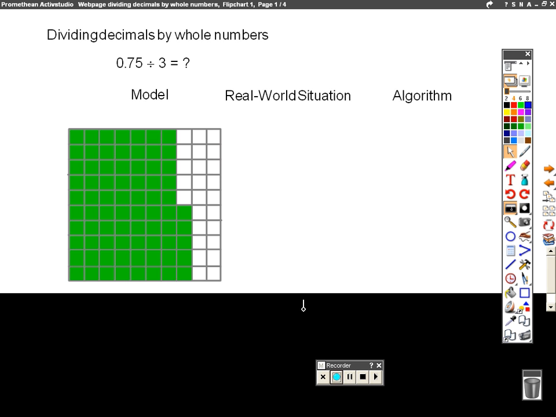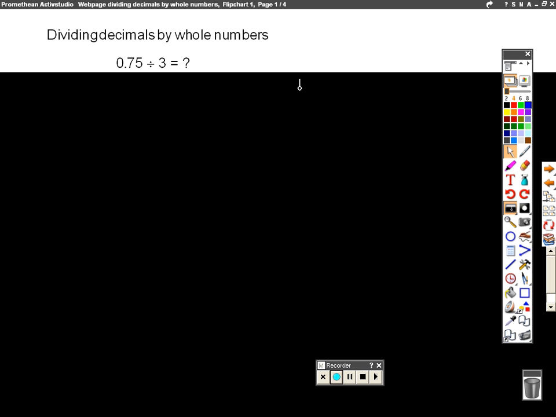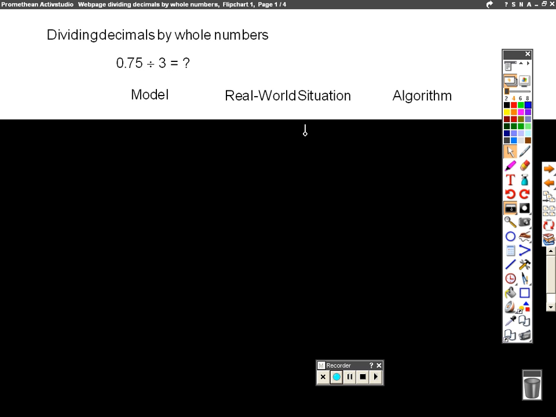I'd like you to take a look at the top of your flip chart there and see 75 hundredths divided by 3. I'm going to be teaching you 3 different ways that you can learn this today. One is a model, one is using a real-world situation, and one is using the algorithm. If algorithm is confusing to you, when we add, subtract, multiply, or divide something, that's the algorithm.